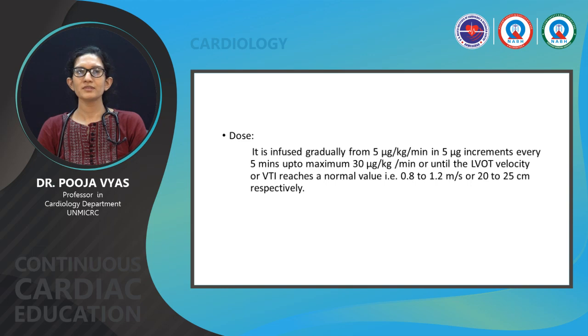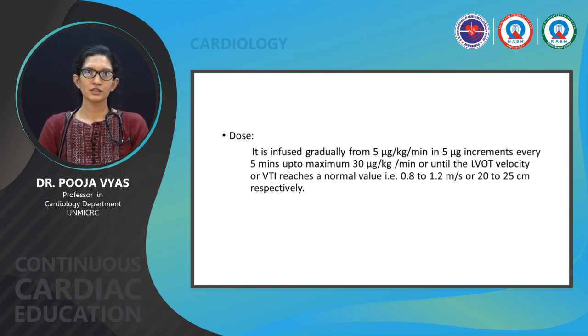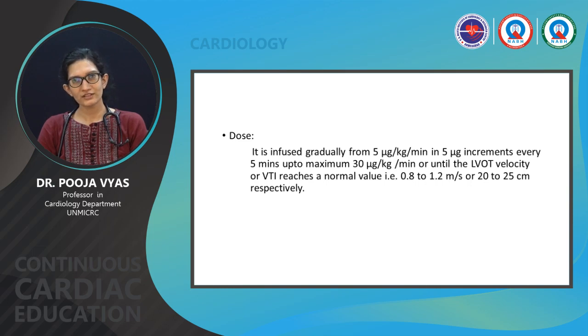The dose we use in dobutamine stress echo is 5 microgram per kg per minute, and we increase the dose in 5 microgram increments every 5 minutes up to a maximum dose of 30 microgram per kg per minute, or when we reach normal LVOT velocity of 0.8 to 1.2 meter per second, or we reach normal LVOT VTI of 20 to 25 centimeter.